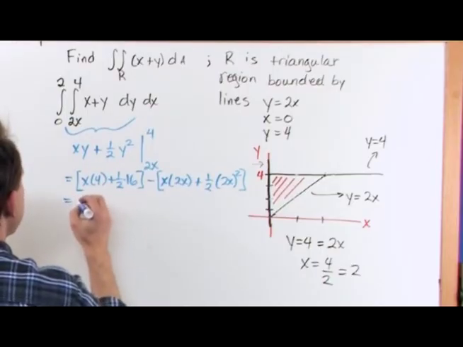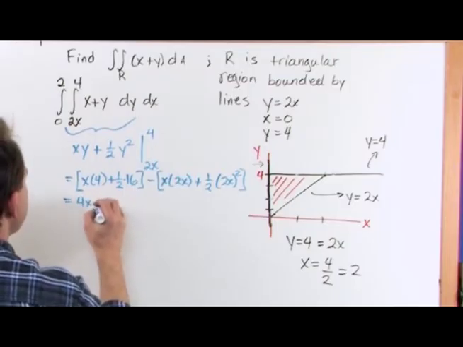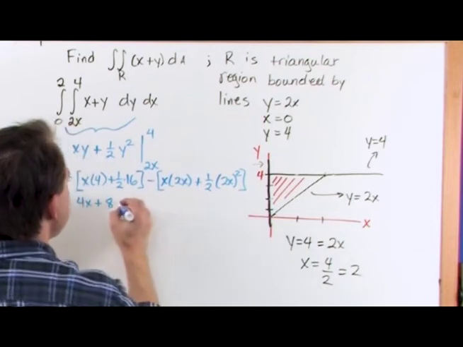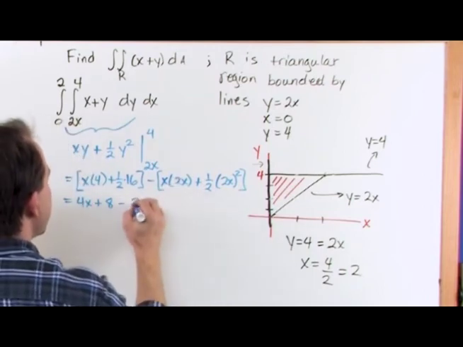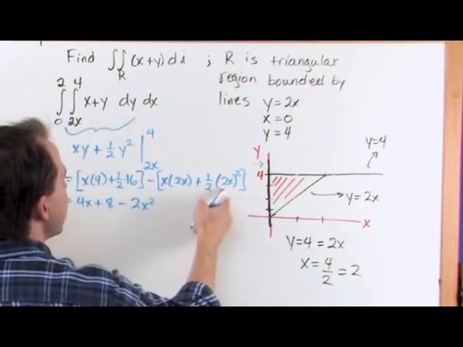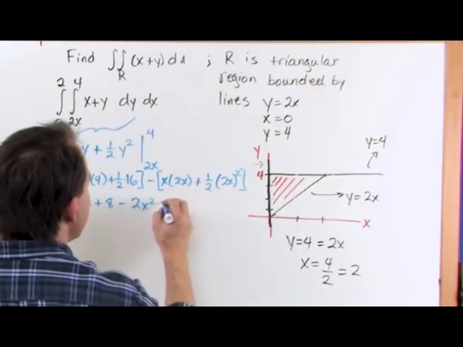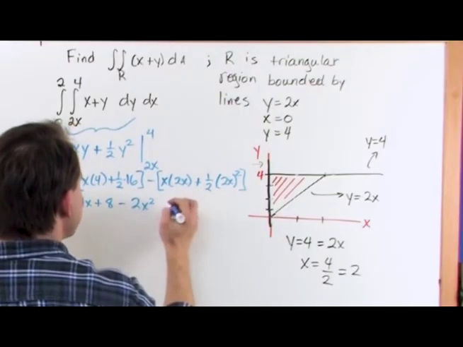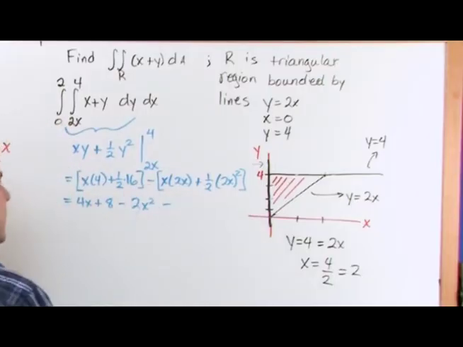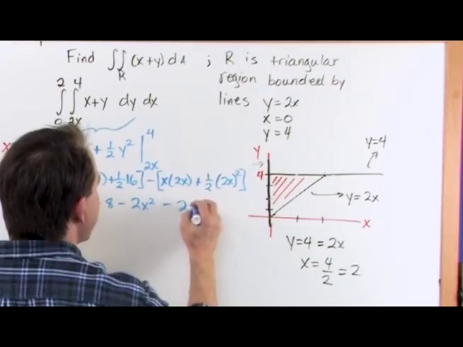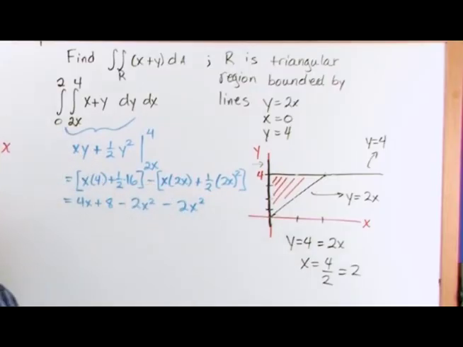I'm going to have 4x plus 16 divided by 2 is 8. Okay, and then over here I'm going to have minus 2x squared. And then over here I'm going to have 4x squared, but I'm dividing by 2, so it's going to be with a negative sign here. I've got 4x squared divided by 2 is 2x squared, and the negative sign comes from out front here.